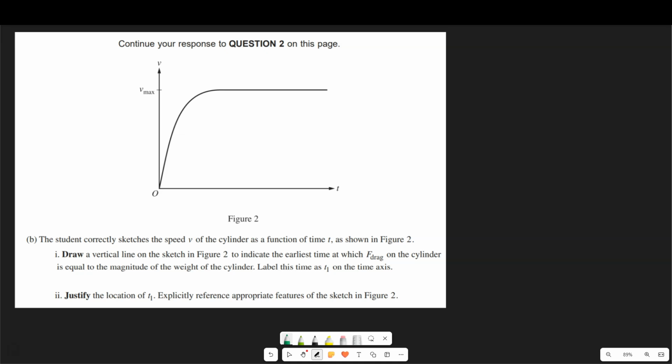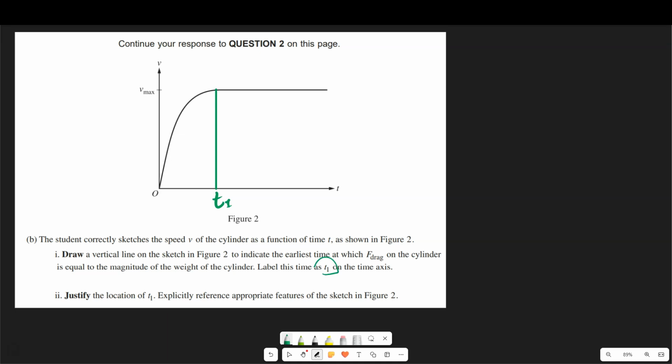All right, so for part one, it says draw a vertical line in the sketch in figure 2 to indicate the earliest time at which F drag on the cylinder is equal to the magnitude of the weight of the cylinder. Label this time as T1 on the time axis. Okay, and so what you're going to want to draw is a line kind of like this. You might want to use the edge of your calculator to draw a straight line when you're asked to draw straight lines. So right around here, you can see that our velocity max is going to be leveled off if it has a constant velocity. Oh, and we want to label this as T1.